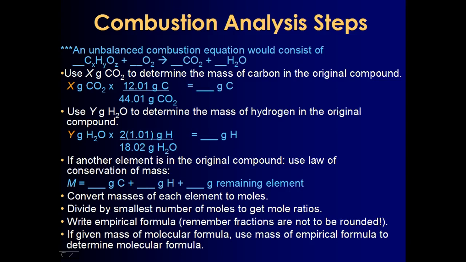Once we have those masses, we can convert them to moles. We can divide by the smallest number of moles to get our mole ratios. Hopefully this sounds a little familiar. This should be like empirical formula. Once we get the empirical formula, we don't get to round off the fractions. We have to make sure we multiply. If it's a half, multiply everything by 2. If it's a third, everything by 3. Or if it's a fourth, everything by 4. Once you have that empirical formula, you could use that information along with the mass of the true formula to find the actual formula, aka the molecular formula.